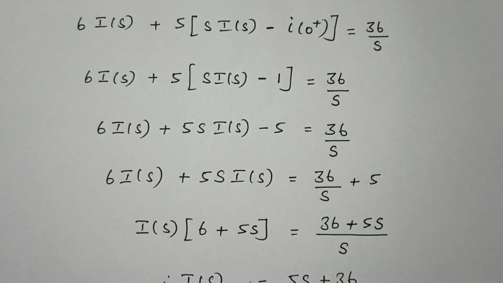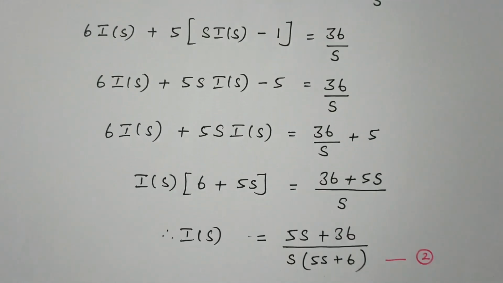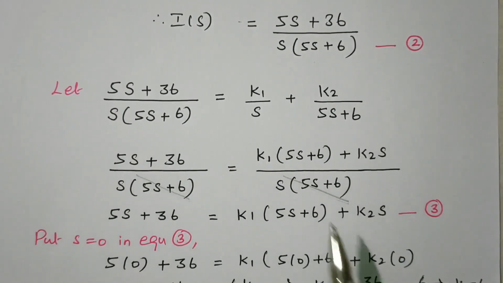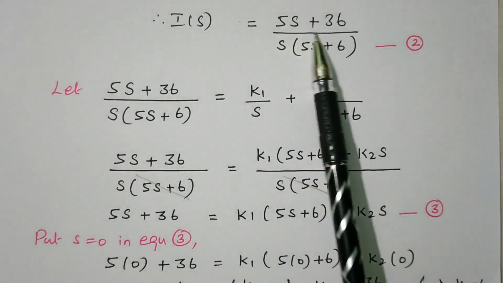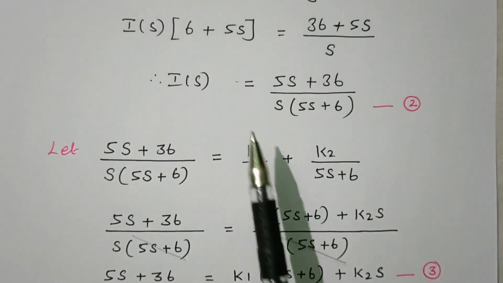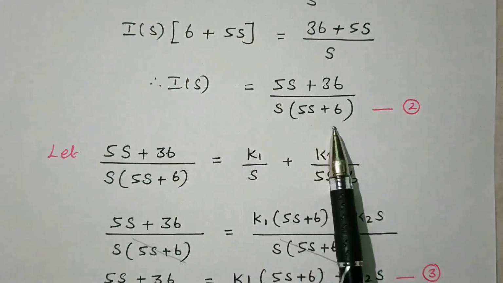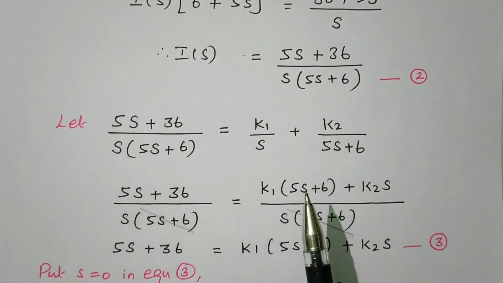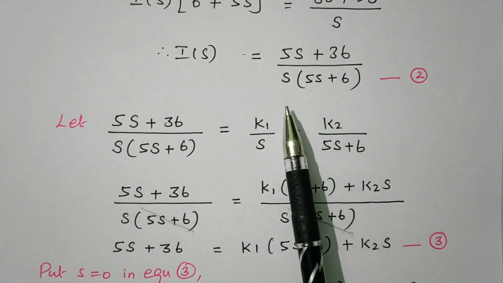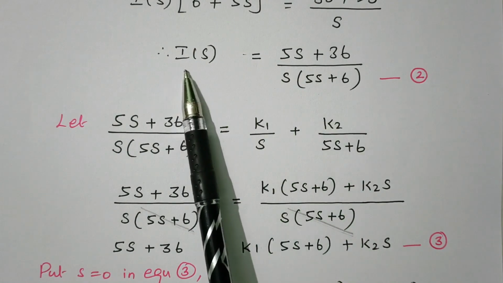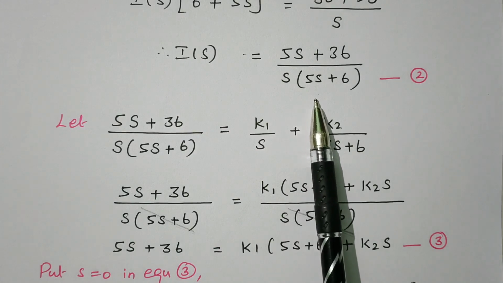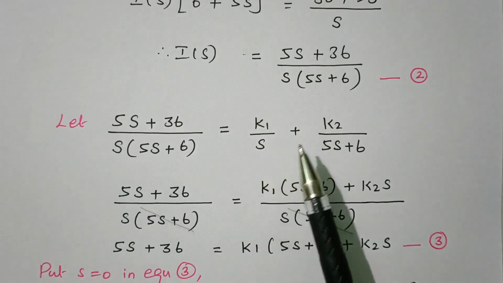Now we will bring this term into the denominator, so that we get the expression for I of s. So I of s equals 5s plus 36 divided by s into 5s plus 6. This 6 plus 5s is brought into the denominator. We will call this equation number 2. Now we need to take the inverse Laplace of I of s so that we get I of t, but we cannot take the inverse Laplace in this form. We need to convert it into the required format.